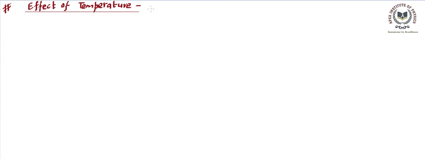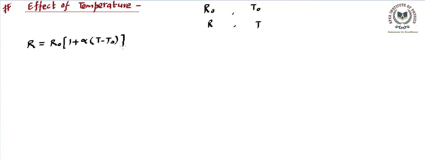Okay, let's say we have a conductor and it has a resistance R naught when the temperature of that conductor is T naught, and when this temperature is changed to T, then the resistance becomes R. So R naught is the resistance at temperature T naught, R is the resistance at temperature T. This T may be greater than T naught, may be smaller than T naught. Accordingly, we will find our relation, right? So the relation goes like this: final resistance is equal to initial resistance, that is R naught, in bracket 1 plus alpha delta T, that means T minus T naught. So this is the relation between temperature and resistance.